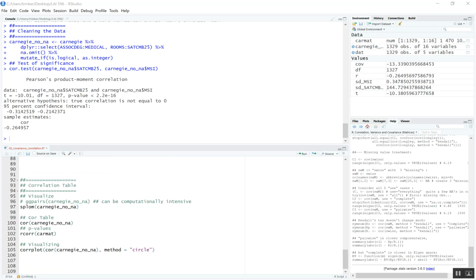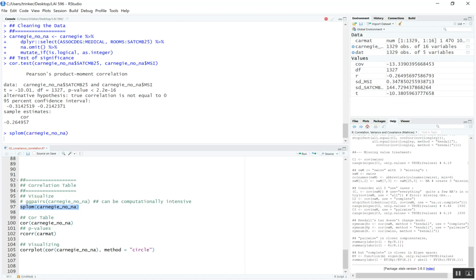Now I must admit that I have not computed a correlation between two variables since my initial intro to stats classes. Typically, I compute a table of correlations all at once, right? So there are some built-in functions in R to do this, and if we wanted to visualize them, we could use the SPLOM. It'll give us multiple scatter plots together as a matrix.